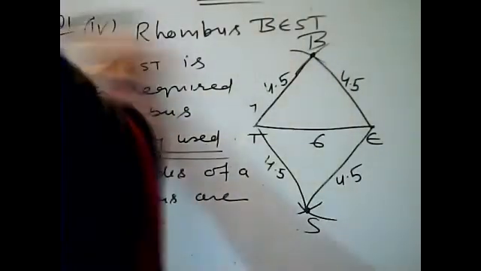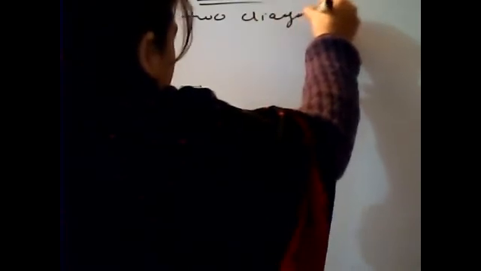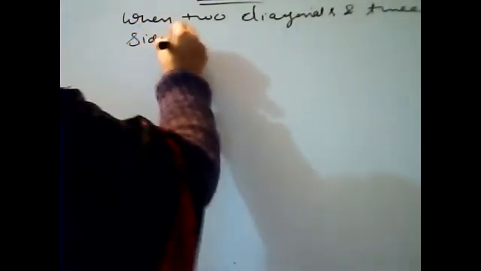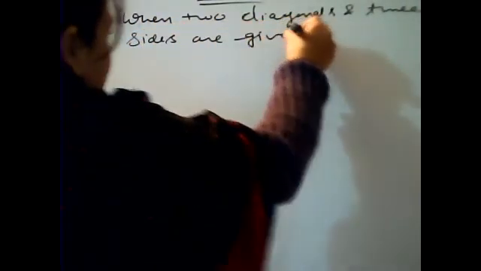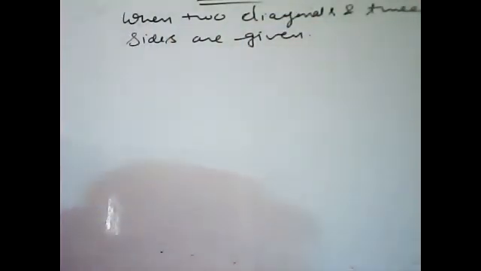Next is the construction in which we will learn how to draw a quadrilateral when 2 diagonals and 3 sides are given. 2 diagonals and 3 sides are given. How to construct a quadrilateral in that case? Let us learn.